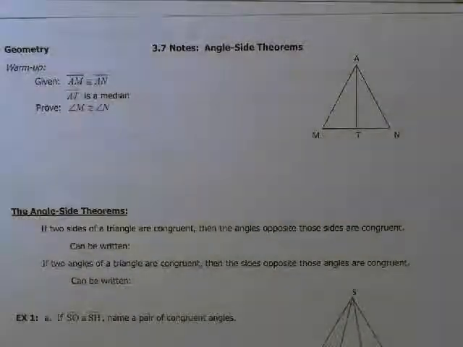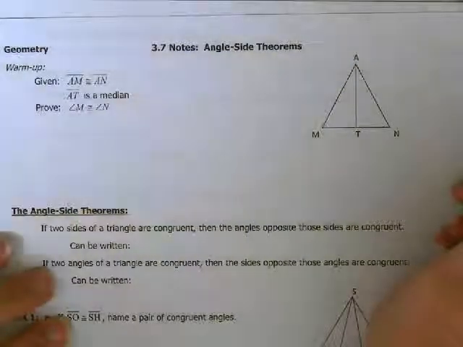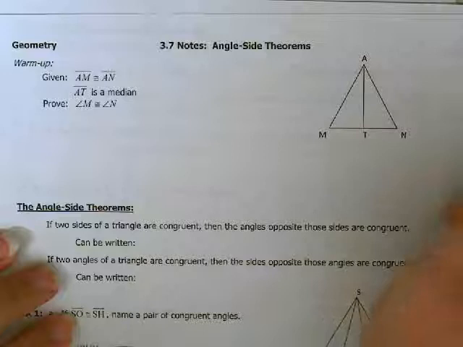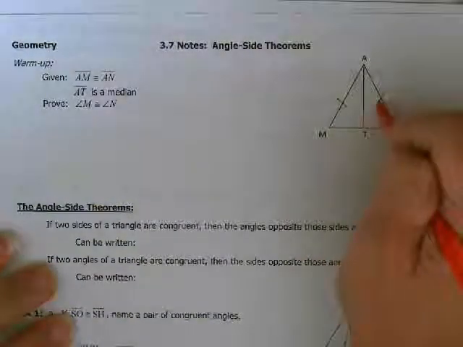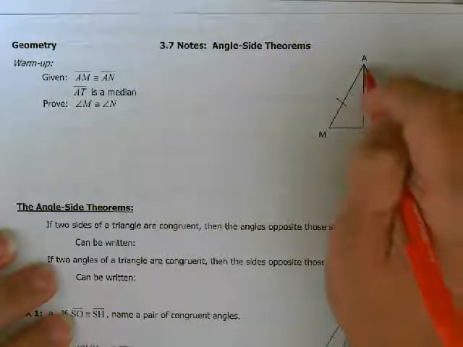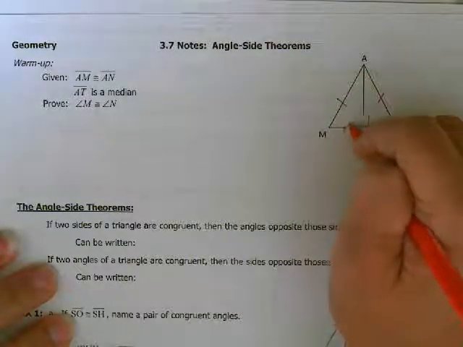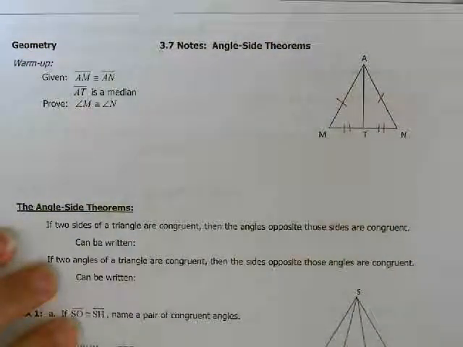Okay, I want you to go ahead and try the warm-up. Just make sure that you start by marking up your diagram. So we know that AM is congruent to AN and that AT is a median. A median goes from a vertex to the midpoint of the opposite side. So those two segments would be congruent.